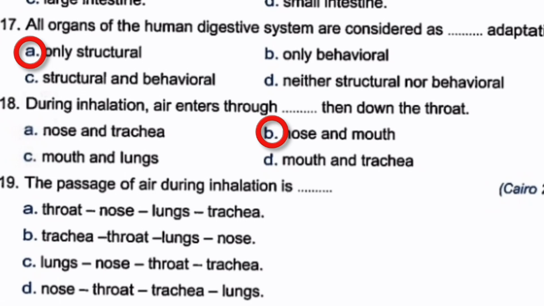Number 19. The passage of air during inhalation is: throat, nose, lungs, trachea; trachea, throat, lungs, nose; lungs, nose, throat, trachea; nose, throat, trachea, lungs. The right answer is nose, throat, trachea, lungs. So we will choose letter D.